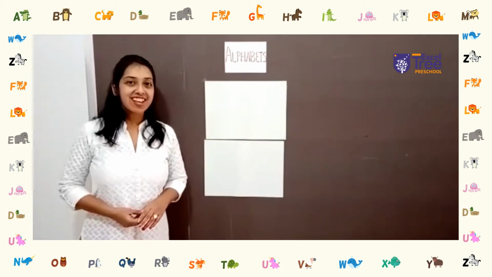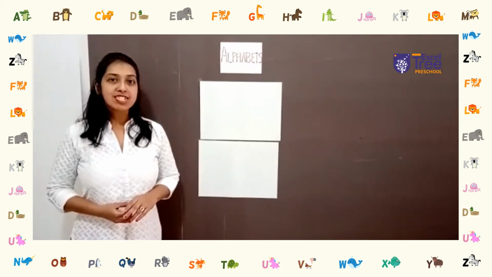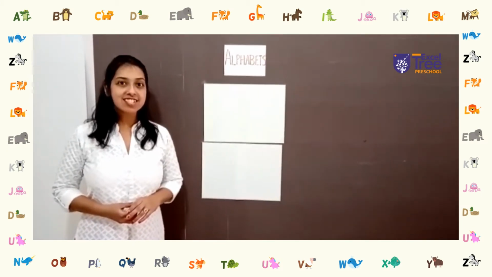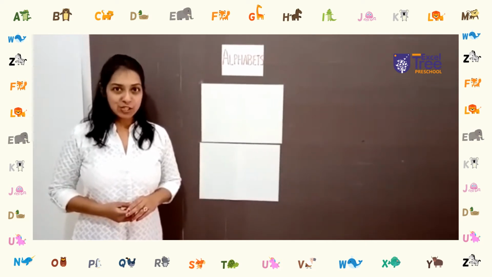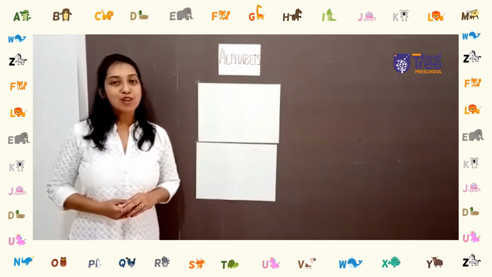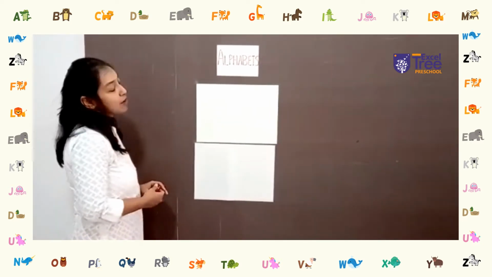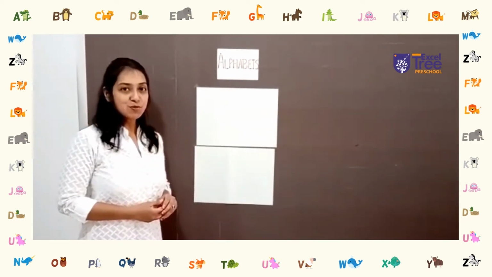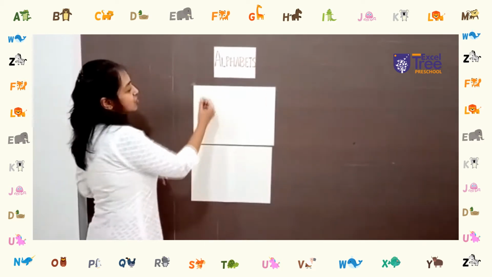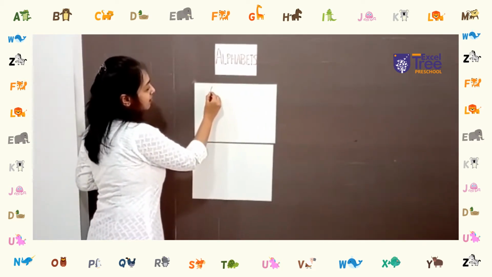Okay kids, we have learned about sleeping lines, standing lines, slanting lines and curves. So let's learn about alphabets today. Let me teach you about the capital letter and the small letter. So let's start with A.